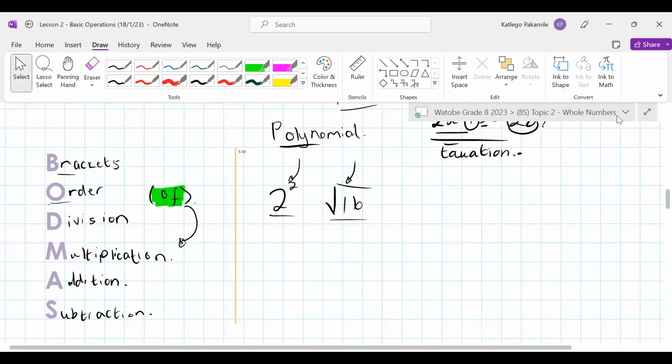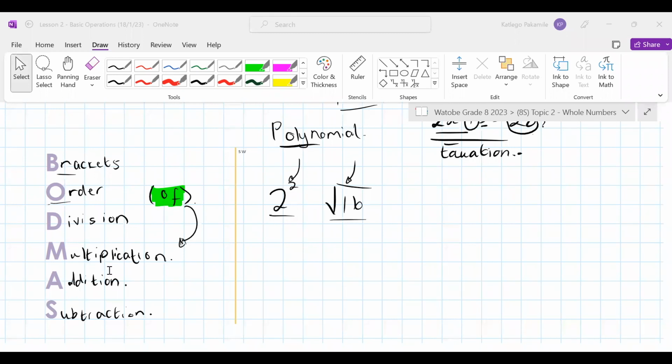Buko, do you have a question? Oh, never mind, Buko's gone. Okay. I sometimes ignore the O. No, it's order. That's where you do your squares and square roots. Wonderful. I'm glad you agree.